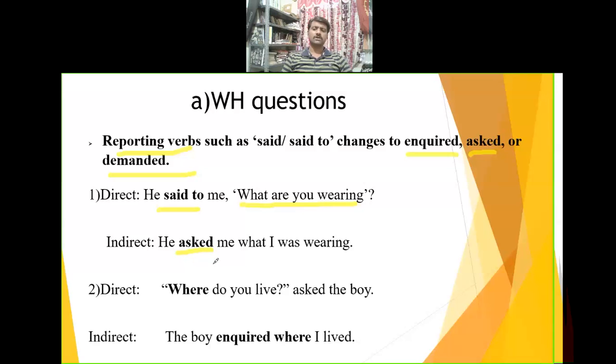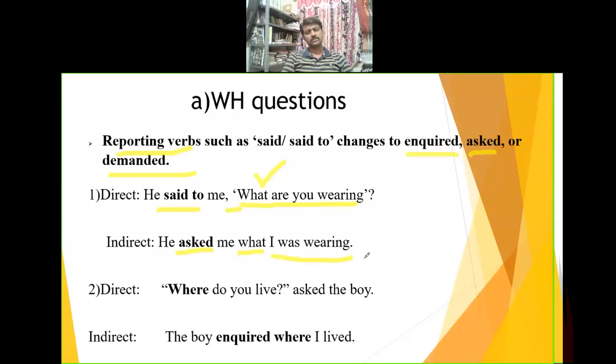Second point, general rules are the same. You have to remove the inverted commas, the question mark, the exclamation mark, the comma; all the punctuation has to be removed. And in assertive sentences we used the conjunction that here. But in these types of questions we will use the same interrogative word as a joining clause. What, where, which, whichever word is given, you have to start with that same word. He asked me what I was wearing.